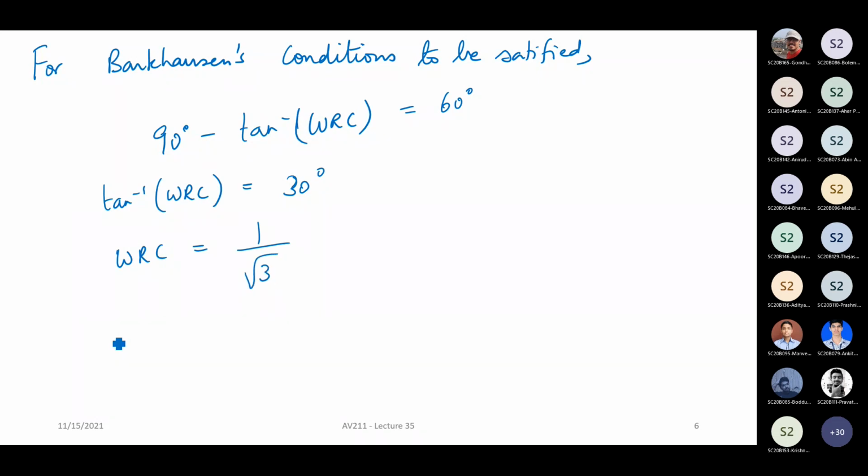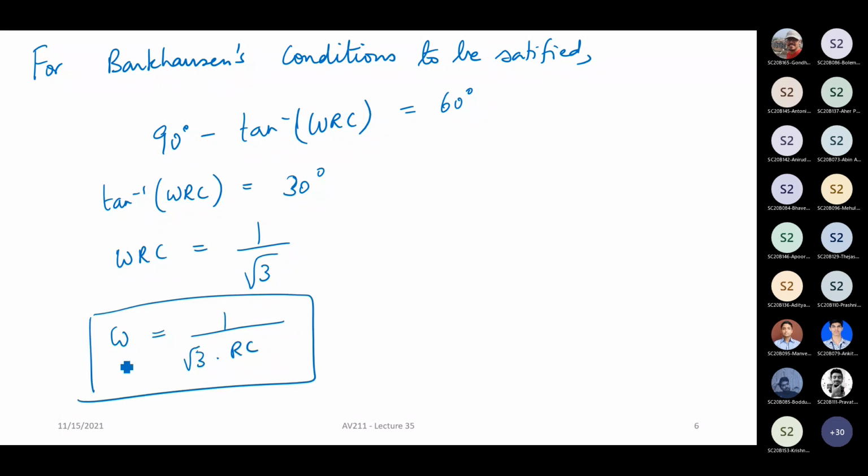So what is omega here? The omega of the oscillation? 1 by root 3 times RC. All right. Okay. So this is the oscillation frequency. Let's call it omega naught. This is your oscillation frequency.